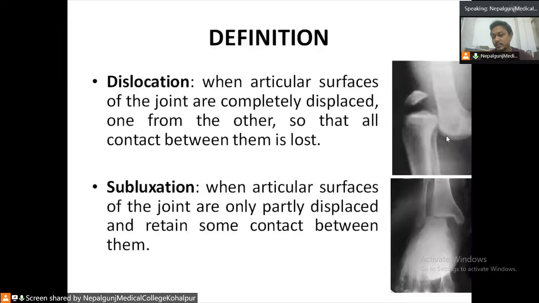In these two figures, there are two diagrams. What you can see is a dislocation, a knee dislocation, a posterior knee dislocation, and this is the case of an ankle subluxation. Both of these are dire emergencies in orthopedics.